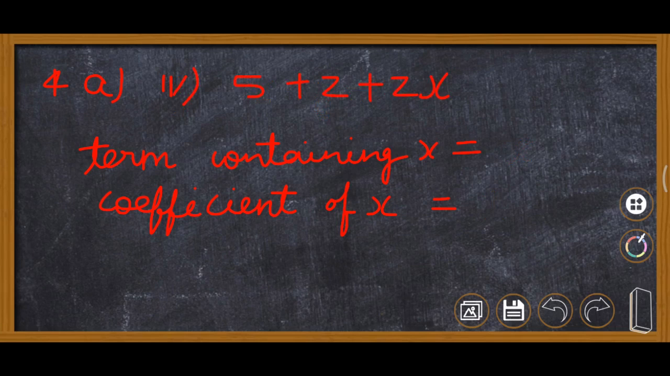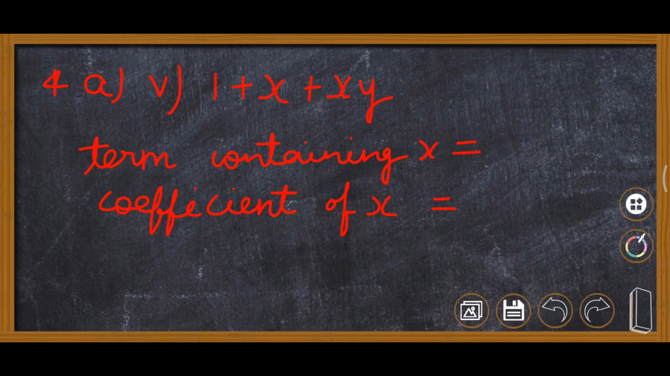Now this is fourth part, 5 plus z plus zx. So in 5 plus z plus zx, the term containing x is zx and the coefficient of x, we can say, is z. As in the previous one we have done the same, this is also the same. Here the term containing x is zx and the coefficient of x in zx is z.